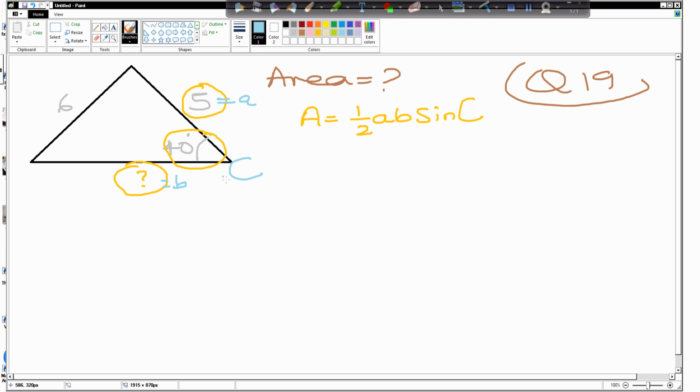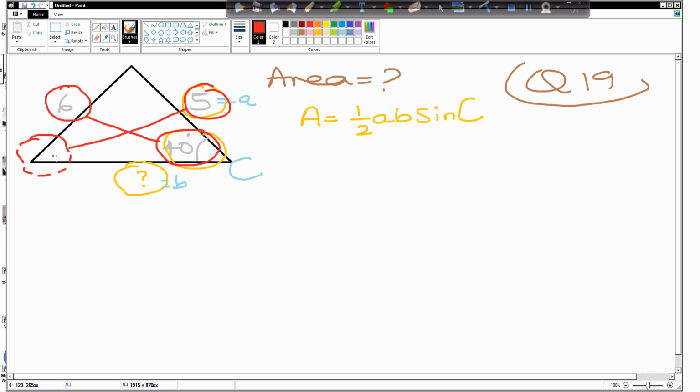Now, what do we know already from this question? We know this angle here, and we know its corresponding length. We know this length here, and we could work out its corresponding angle.